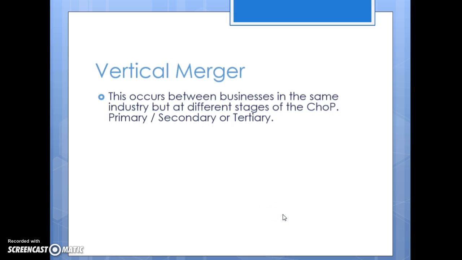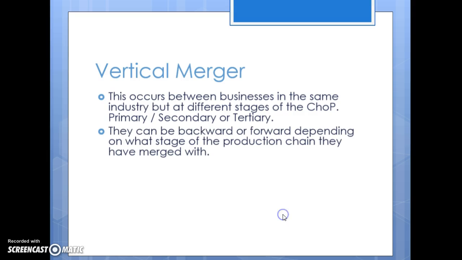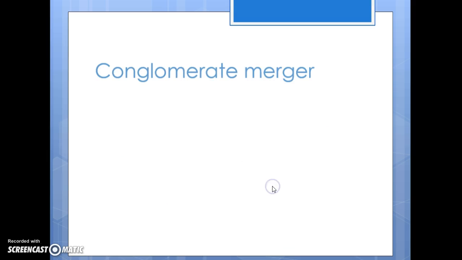A vertical merger, on the other hand, again occurs in the same chain of production, but at a different stage. So this could be a primary sector. For example, our aforementioned timber yard could be merging with a furniture organisation, a furniture manufacturer. That would be going forward. Going back the other way would be the manufacturer merging with the primary timber yard. Another example here: a pub merging with a brewery, merging with a pub, etc.